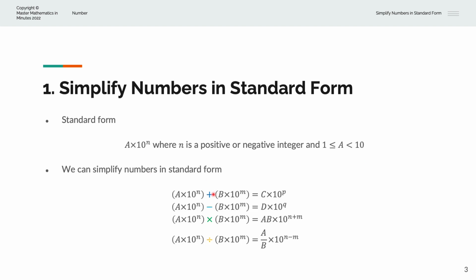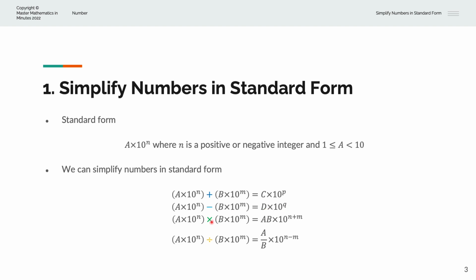Firstly, if we're adding two numbers in standard form, we'll first add the numbers and then convert that into standard form as c times 10 to the power of p. Similarly, if we're subtracting two numbers in standard form, we will first subtract the numbers and then convert that into standard form as d times 10 to the power of q.